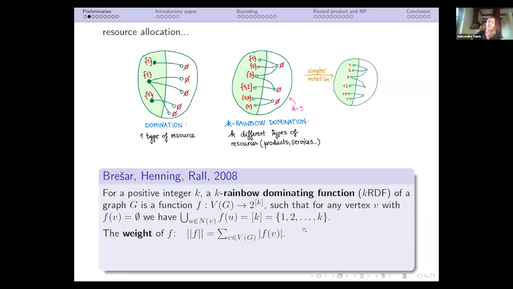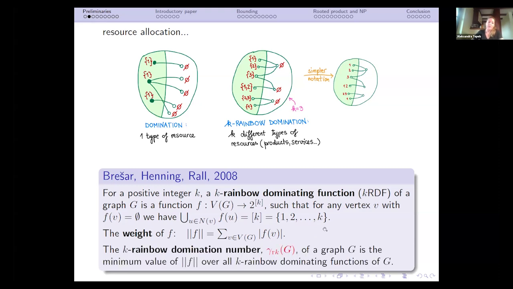And the weight of a dominating function is just the sum of cardinalities of all, let's call them also labels. These are labels of these vertices. And also I will say if some vertex is labeled with the empty set, I will just call it empty set sometimes. Okay, and then they defined the k-rainbow domination number as the minimum value of the weight over all k-rainbow dominating functions of G.